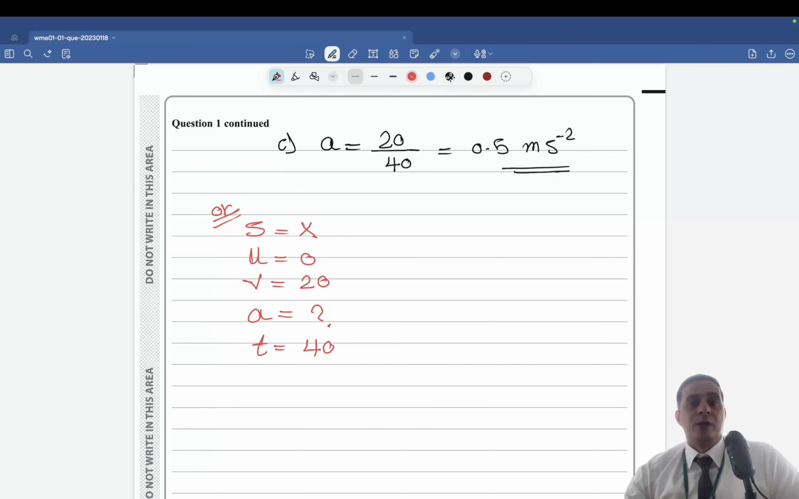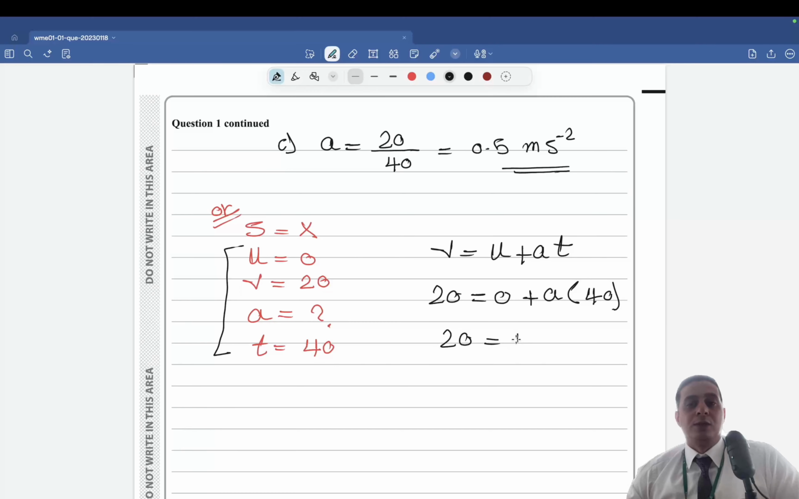Let's apply SUVAT. From these four, I can use v equals u plus at. Our final velocity is 20. Initial is 0. a, which we need to find, multiplied by t, which is 40. So we have 20 equals 40a, divided by 40. So a will be 20 divided by 40, which is again 0.5 meters per second squared.